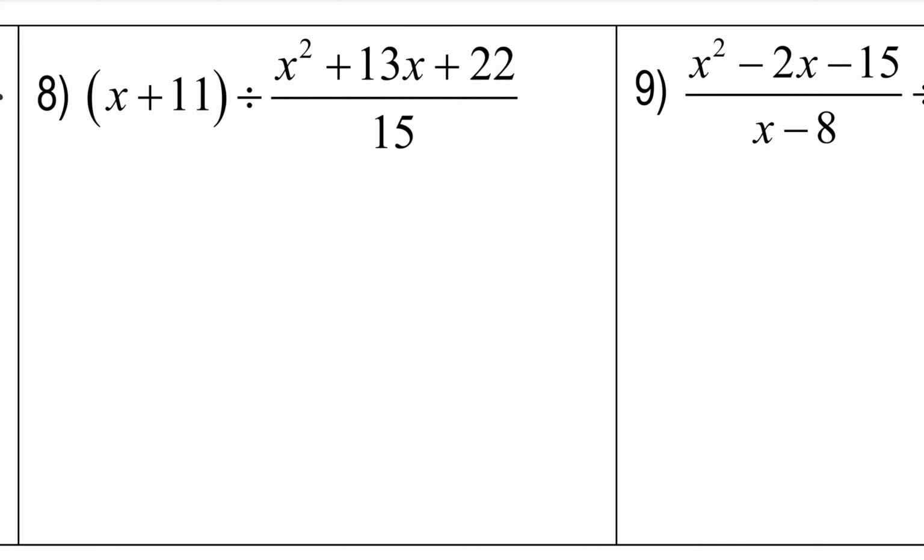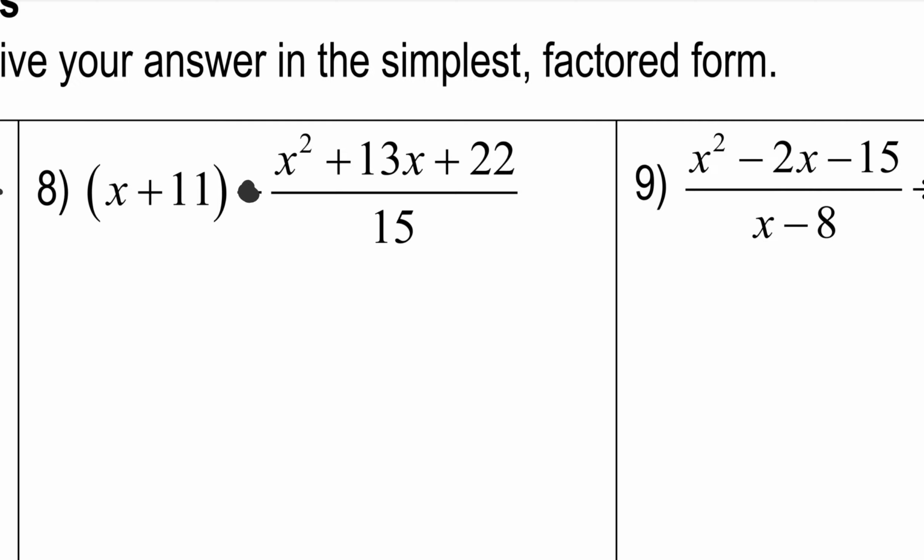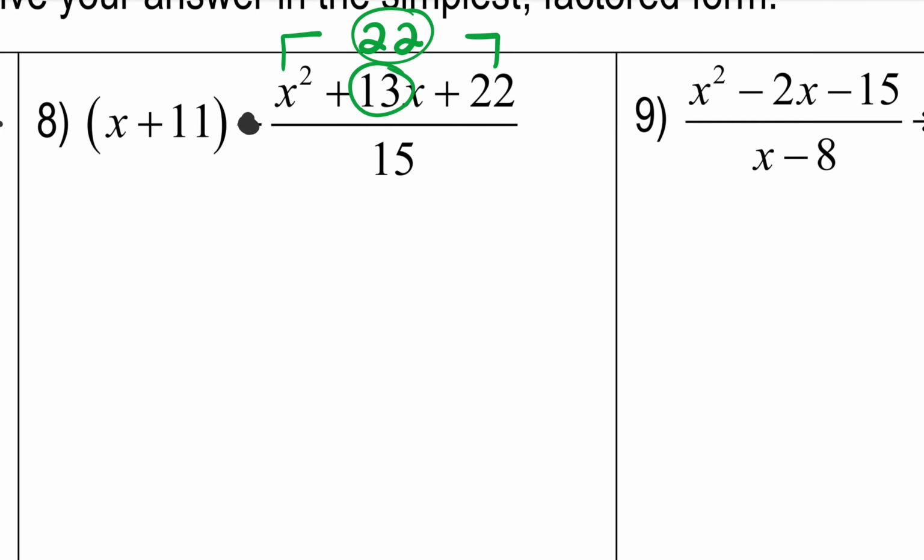Okay, so on this one, same thing. I change this to a multiply, and then I gotta flip this whole second fraction. But before I flip it, I'm gonna go ahead and factor. So first times last gives me 22. I want to multiply to 22, add to 13. So that would give me x plus 11, x plus 2.